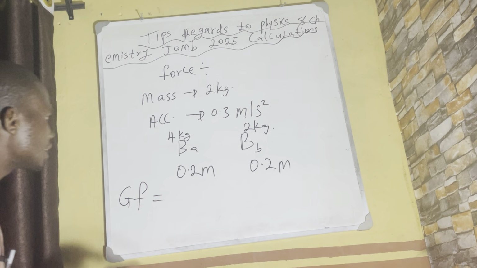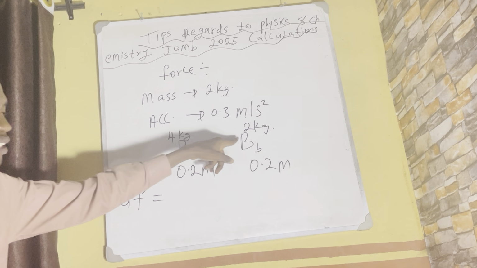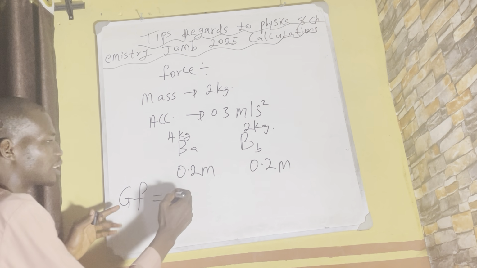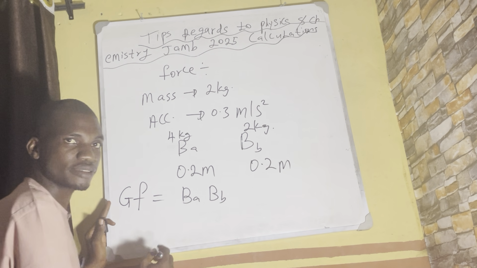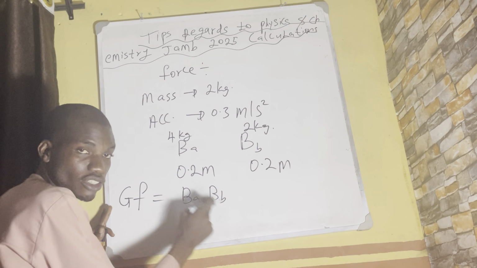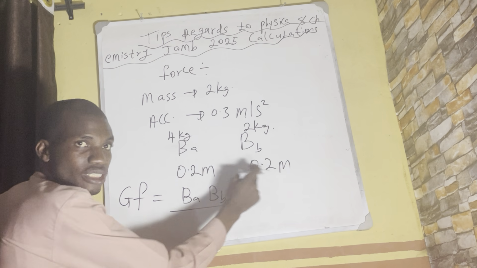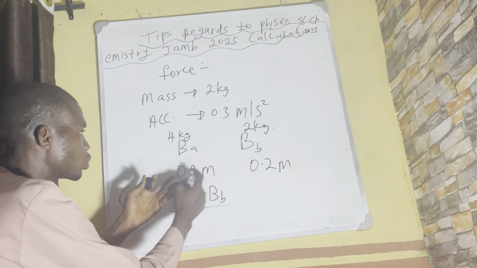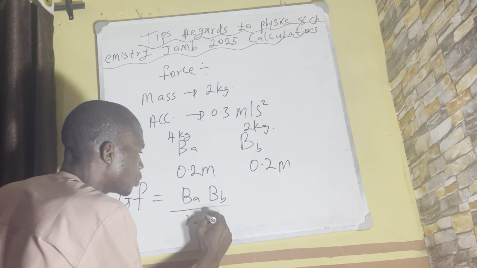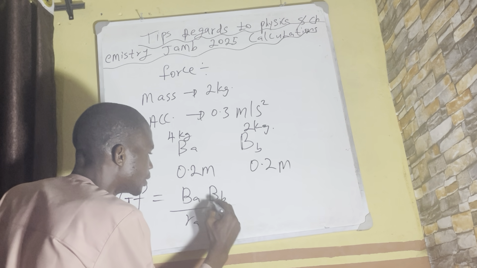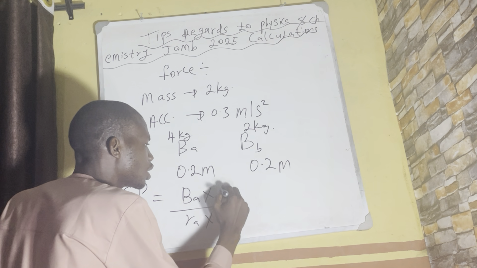But now, they are 2 bodies, A and B. So it simply means that you are multiplying body A and body B. Mass of body A times mass of body B. Now you divide by what? There are also 2 distances. So distance of body A will also multiply by distance of body B. Do you understand the scenario?